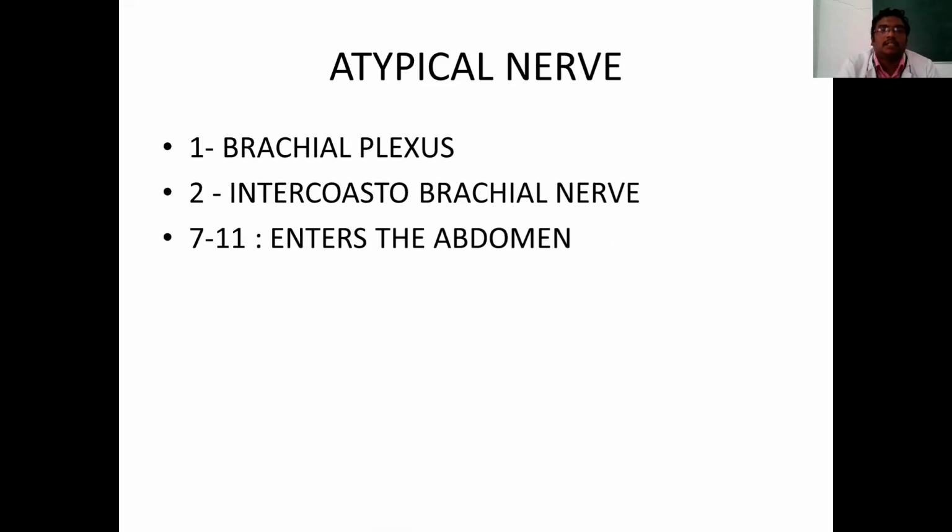The first nerve is going to supply your brachial plexus, so it doesn't come under the typical classification. The second one is going to supply the arm, so it is an intercostobrachial nerve. It is going to supply the medial aspect of the arm as well as the thorax, so it doesn't come under the typical. And the last ones are the 7 to 11. These are going to enter into the abdomen. Even though they are thoracic nerves, they are going to supply the abdominal part. So they also become atypical nerves.